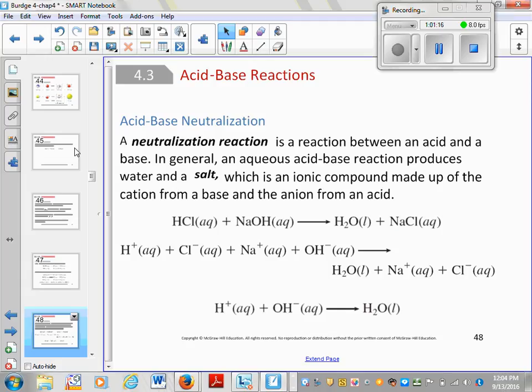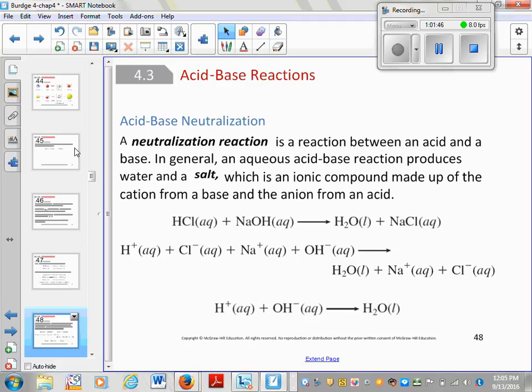So if you look at the ionic equation, the second one there, we've separated everything into ions. The bottom one is the net ionic equation. It turned out that really what's happening is the H plus is reacting with the OH minus to give us water. So that's what we do when we take an antacid to neutralize our excess stomach acid.